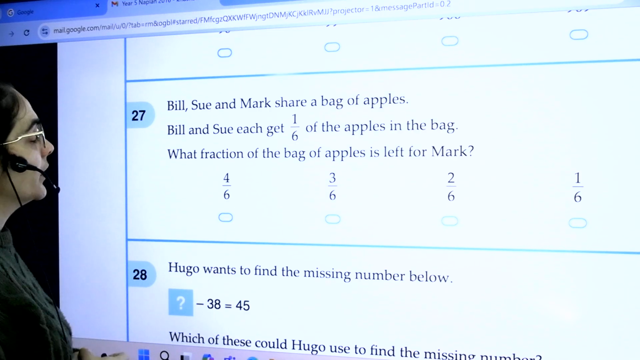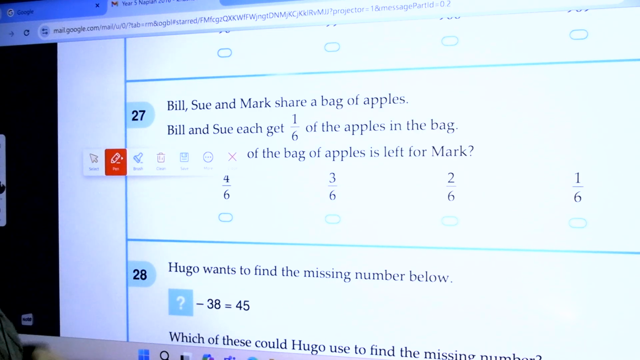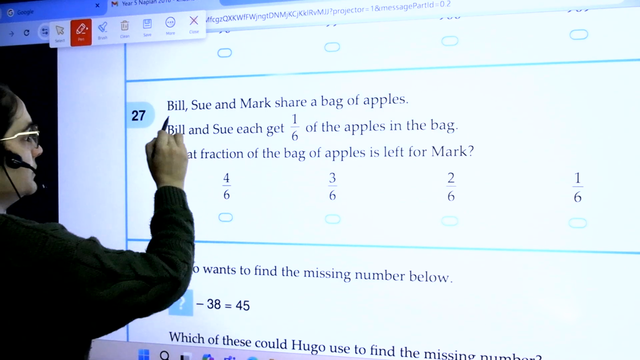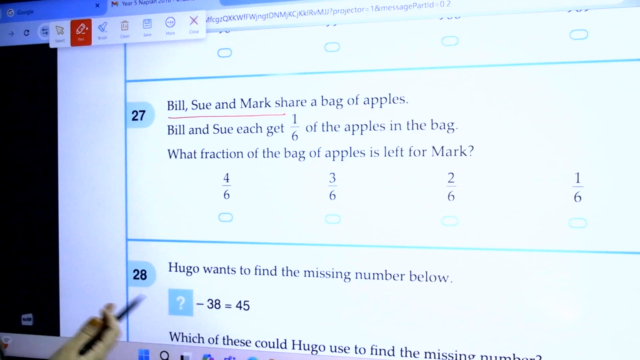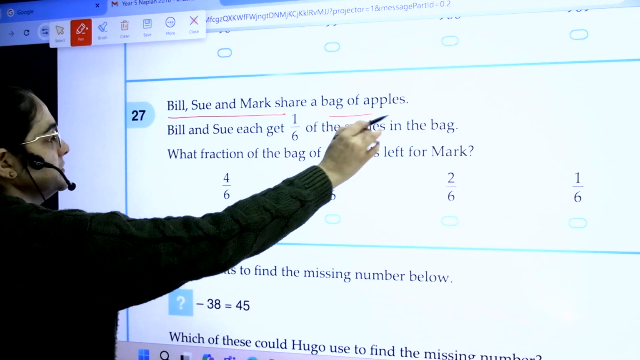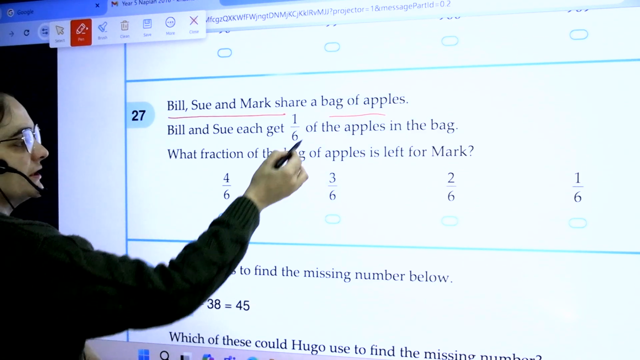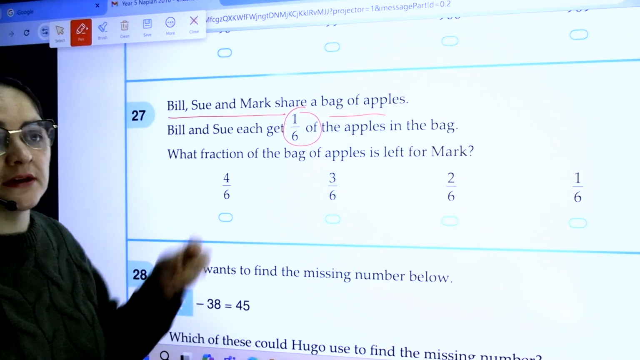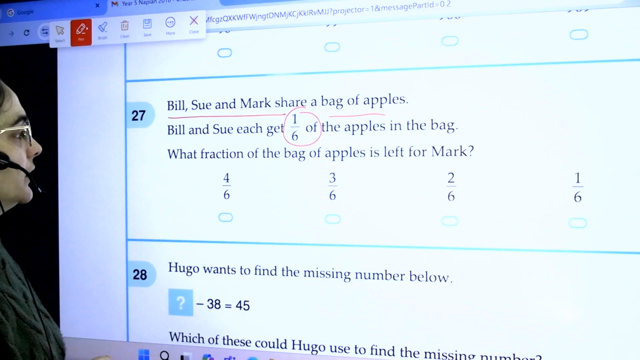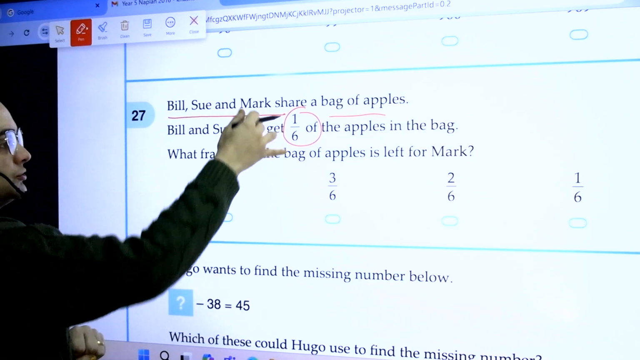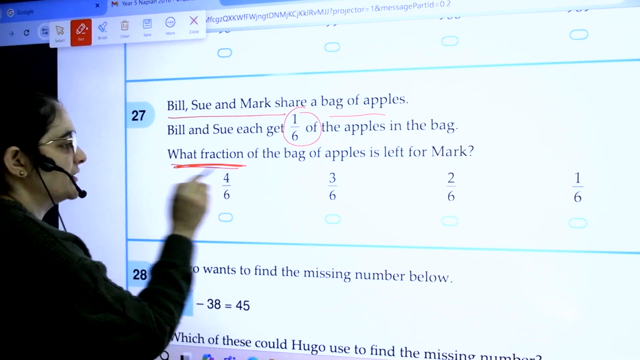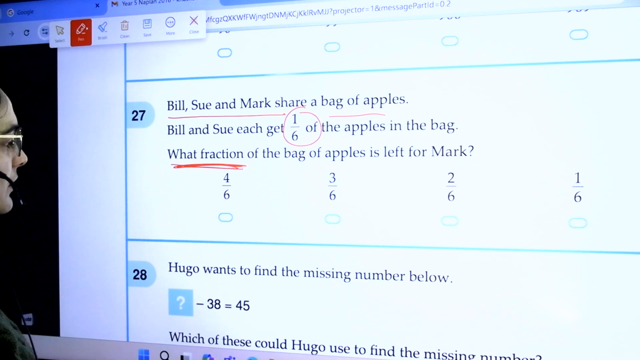Okay, question 27 is about Bill, Sue and Mark sharing a bag of apples. So there are three people sharing a bag of apples. Bill and Sue each get 1/6 of the apples in the bag. This question is about fractions. By looking at the fractional number, you should be guessing that it's a question on fractions. Then they ask what fraction of the bag of apples is left for Mark.